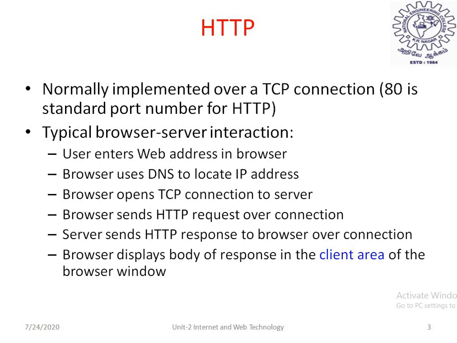This is a typical browser-server interaction. Whenever the user wants to access a particular resource, he needs to enter a web address in a browser. The browser uses a DNS server to locate the IP address. The browser then opens a TCP connection to the server and sends the HTTP request over the connection. The server in turn receives the request, prepares a response and sends it back to the client. The browser displays the body of the response in the client area of the browser window.